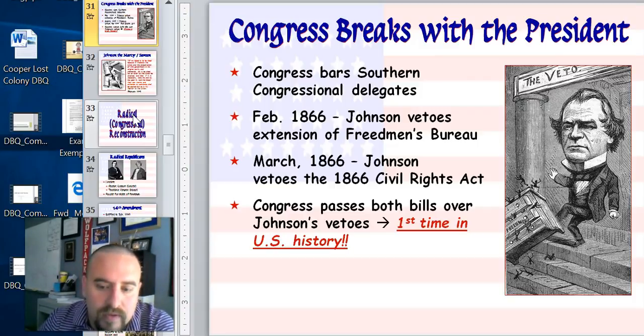He's also going to veto the Civil Rights Act, which is going to protect the rights of African Americans in the South. And Congress is going to pass these bills over his veto, the first time Congress had overridden a veto in their history. Going back to Andrew Jackson, he vetoed the National Bank, and they weren't able to override it, so the National Bank went the way of the dodo. Here, they override it, increasing tension with Johnson. They think the shots have been fired, they think he understands it.